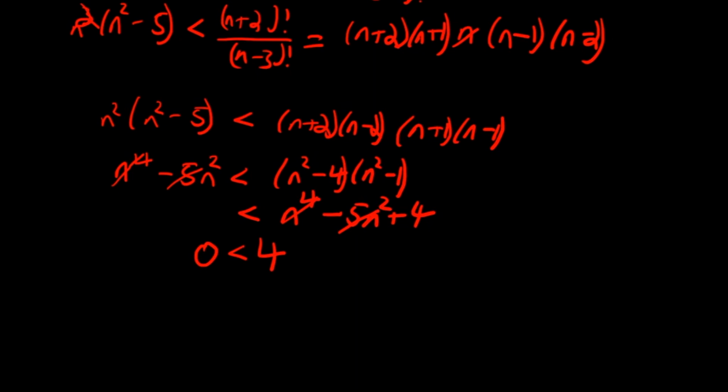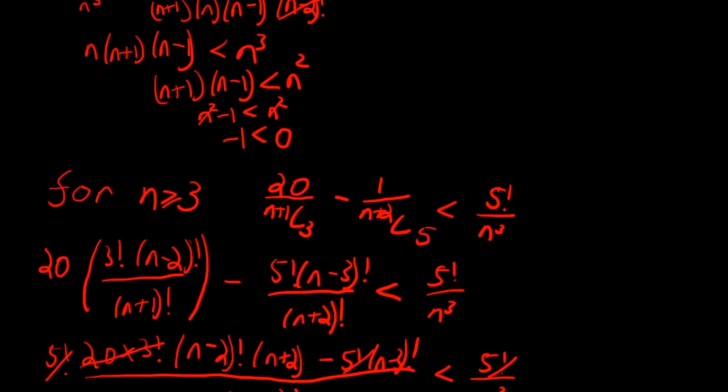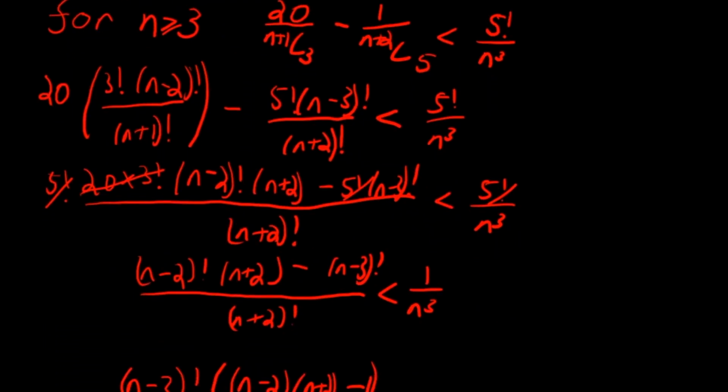And because 4 is always greater than 0 no matter what, our original inequality, which if I scroll all the way back up, was here, so 20, this one here. So because we ended up with 4 is greater than 0, this inequality that I have underlined must always be true.